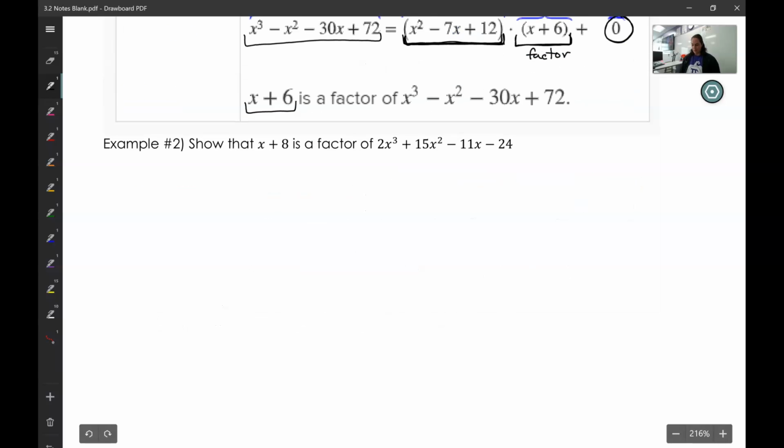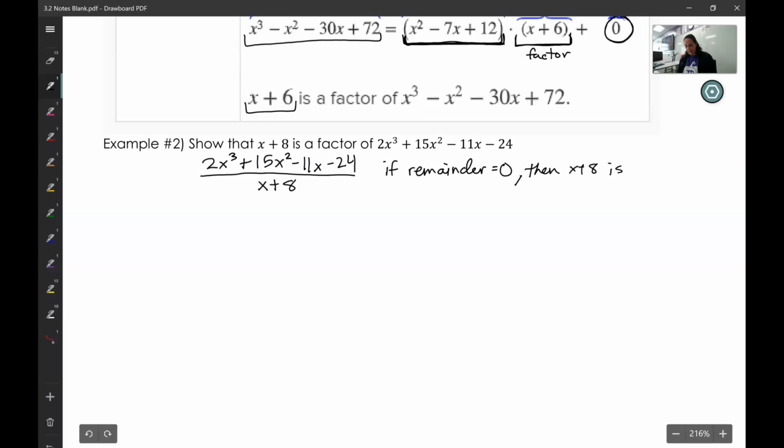So let's do one example of this. It says, show that x plus 8 is a factor of this equation. So what we want to do really is divide these. And if the remainder equals 0, then x plus 8 is a factor. So that's what I want to check. I want to see, is the remainder 0? If it is, then yes, it is a factor.